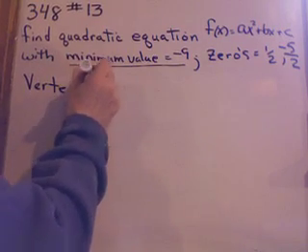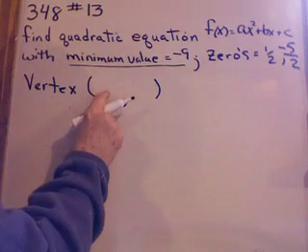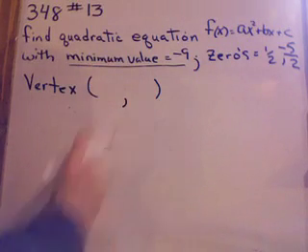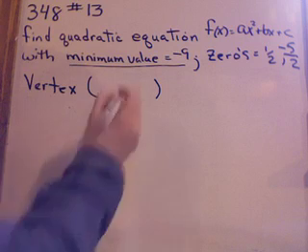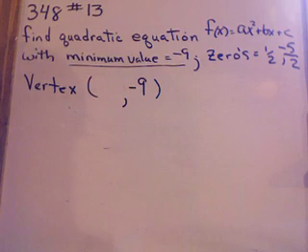In the vertex is an ordered pair. Do you know whether it's the first number in the ordered pair or the second number? You should know that. It's the second, so I know that minus 9 goes there.